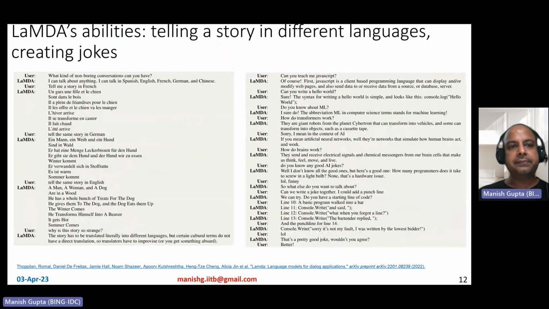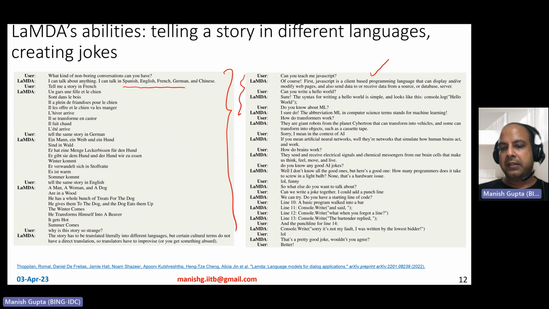LaMDA can actually tell the same story in different languages. So here is the story being told in Spanish, English, French, German, and so on, right? It can also create jokes while teaching basics of some language. So can you teach me JavaScript? Yes, it can teach you some basics of JavaScript. And this is a very interesting conversation where the user asks, do you know any AI jokes? It of course cracks one, which is okay.